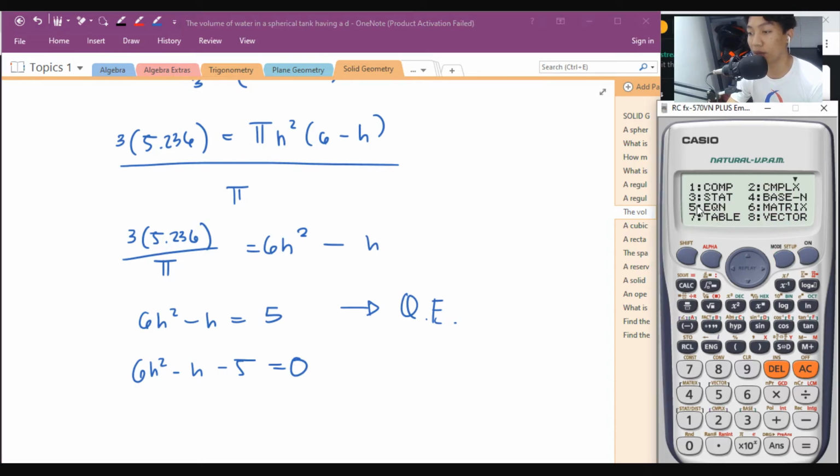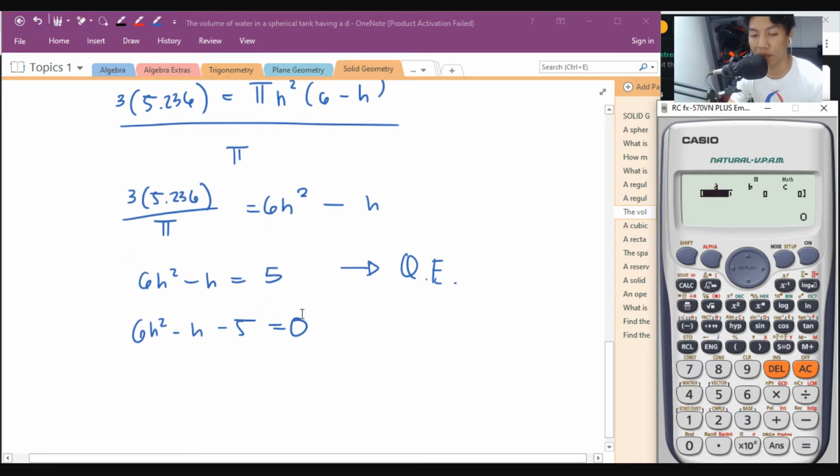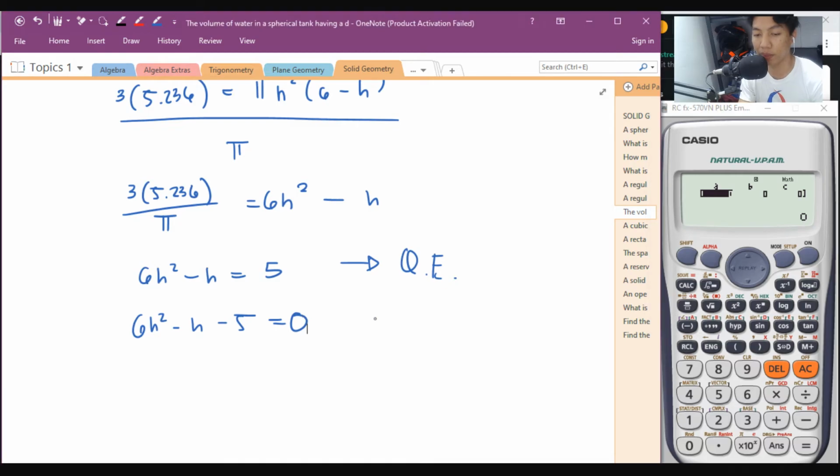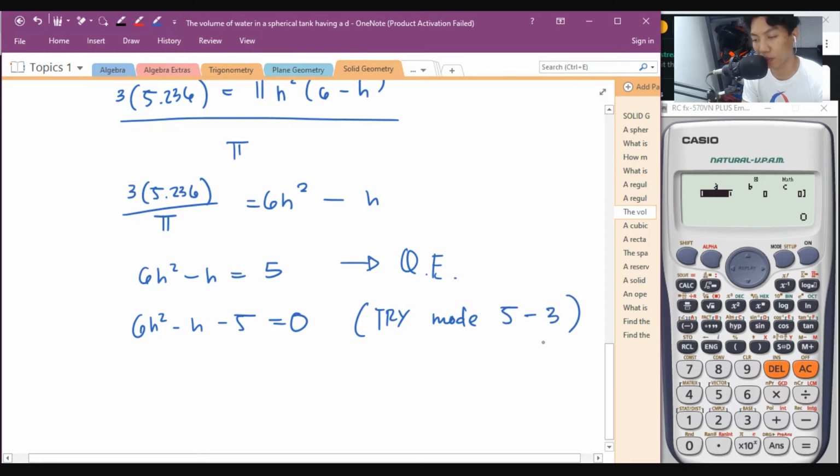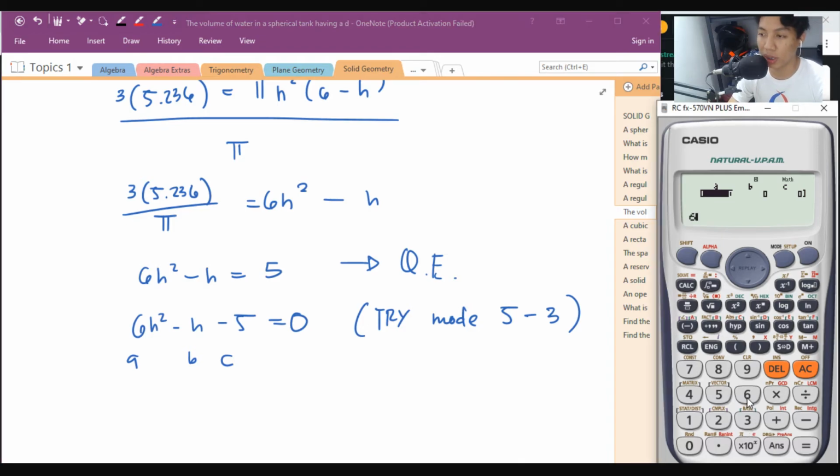Mode, what is the equation? Find the quadratic equation here, mode 5, 3. Okay? Try mode 5, 3 on the calculator. And then input: if this is A, this is B, this is C. You also take their operational signs. So that is 6, minus 1, minus 5. What will be the answer?